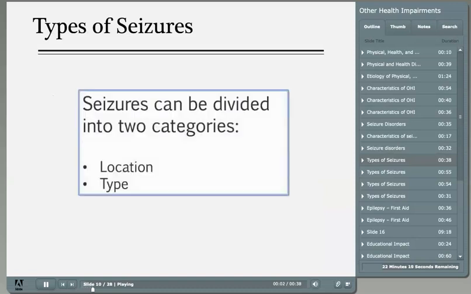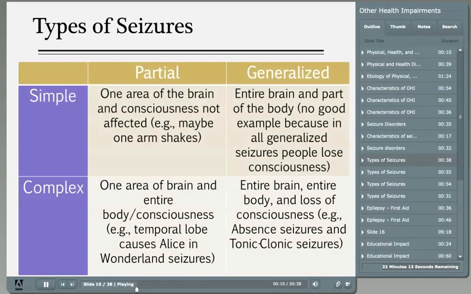Seizures can be divided into two categories, location and type. The first variable is location within the brain and whether it is localized to one part of the brain or the entire brain. If it is localized to one part of the brain, it is a partial seizure, and if it involves the entire brain, it is a generalized seizure. The second variable involves the type, simple or complex. Simple referring to part of the brain and/or body affected, and complex referring to involvement of the entire body and/or brain.